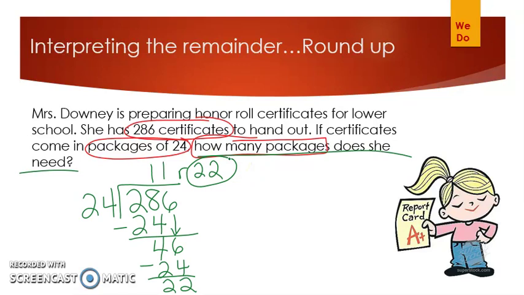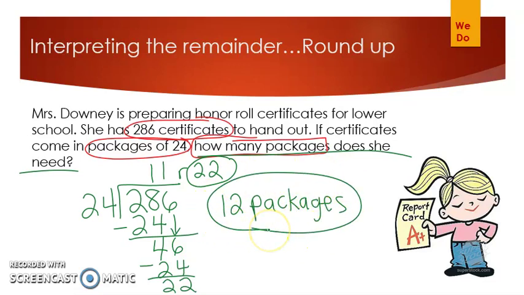22 certificates out of those 24. So we're going to need to round this number up. Very important, because we can't have leftover certificates and not purchase a full package. So the full amount of packages that Mrs. Downey is going to need to purchase are 12 packages in order to get enough honor roll certificates for each of the students.